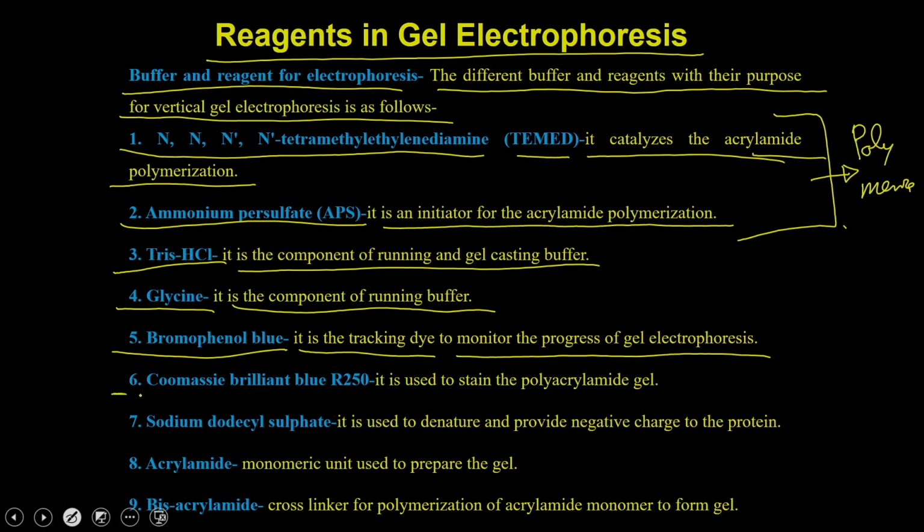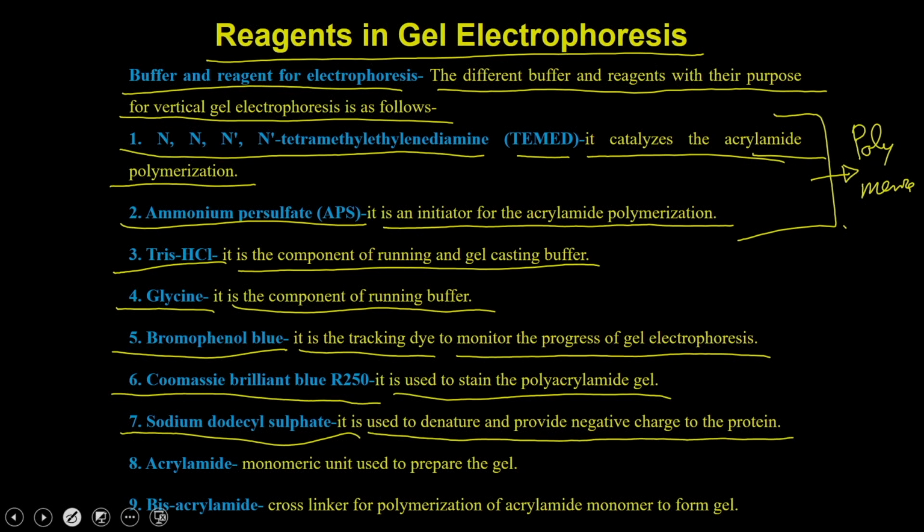Then you require the Coomassie Brilliant Blue R250, which is a staining dye which is going to stain the polyacrylamide gel. Then you require the sodium dodecyl sulphate, or the SDS. It is used to denature and provide the negative charge to the proteins. Then you require the acrylamide. Acrylamide is the monomeric unit used to prepare the gel, and then you require the bisacrylamide, which is the cross linker for polymerization of the acrylamide monomer to form the gel.